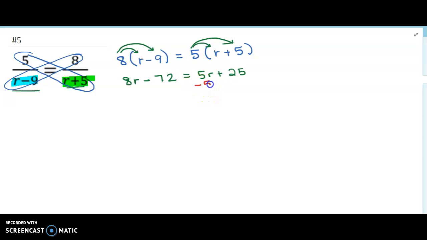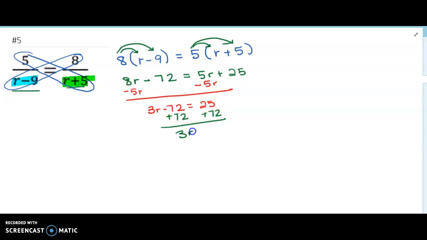Okay, so let's subtract 5r from both sides. I get 3r minus 72 equals 25. I'm going to add 72 to both sides. 3r equals, what is this, 97? Divide both sides by 3. 97 divided by 3, that doesn't simplify.